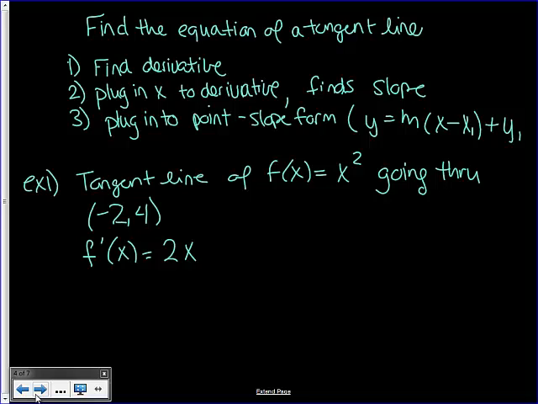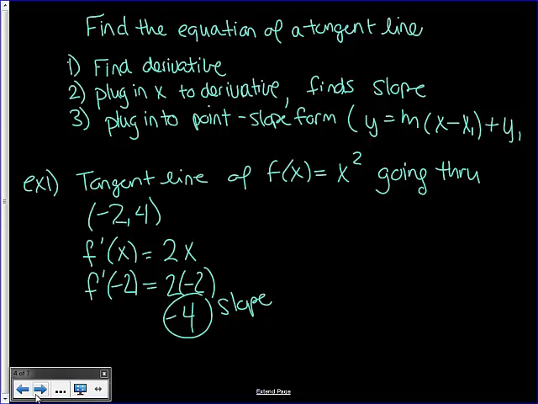Next step, plug in my x value. Well, what's my x value? -2. So f prime of -2 is 2 times -2. Well, 2 times negative 2 is negative 4. All right, this has found, as I said earlier, my slope. Well, in my point slope form equation, y equals m times x minus x1 plus y1, I've just found my m. That is my m.